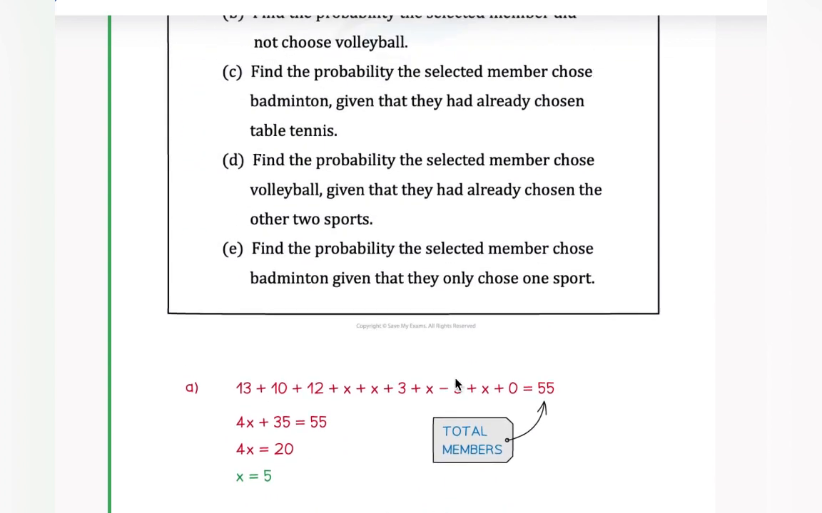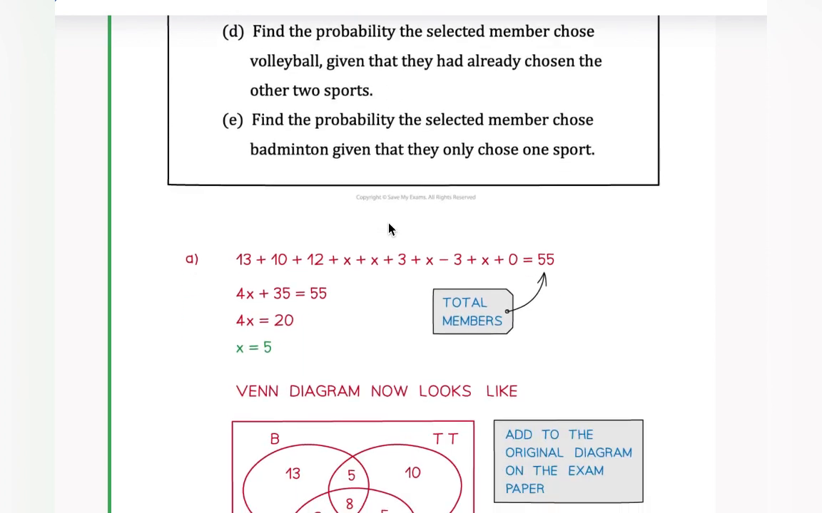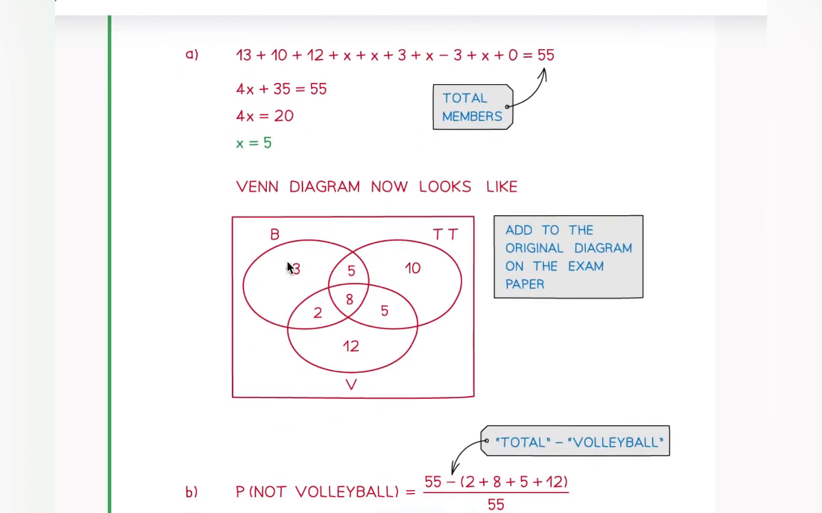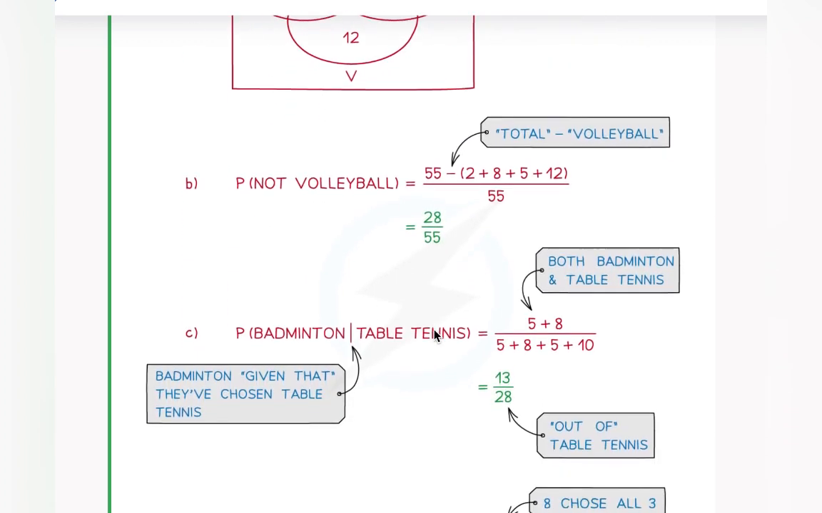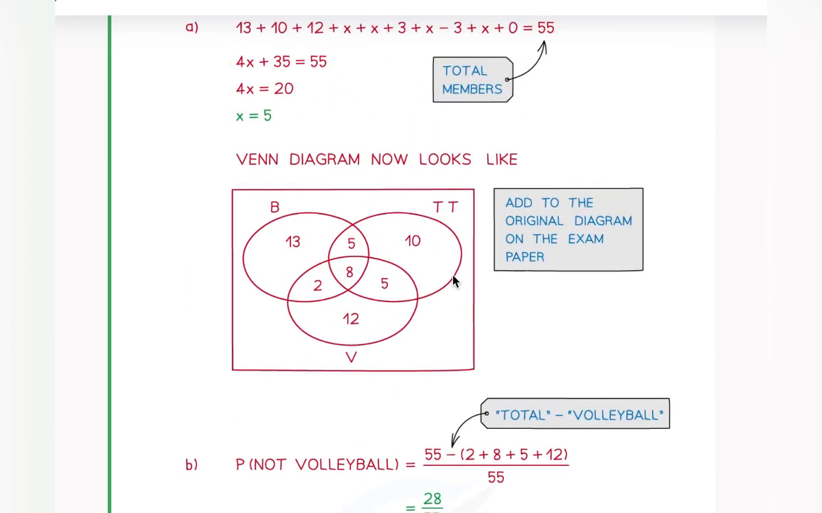Now let's go to the C part of the question. It says find the probability that the selected member chose badminton, given that they had chosen table tennis. Okay, first of all, we find those who have chosen badminton, given that they're also doing table tennis.